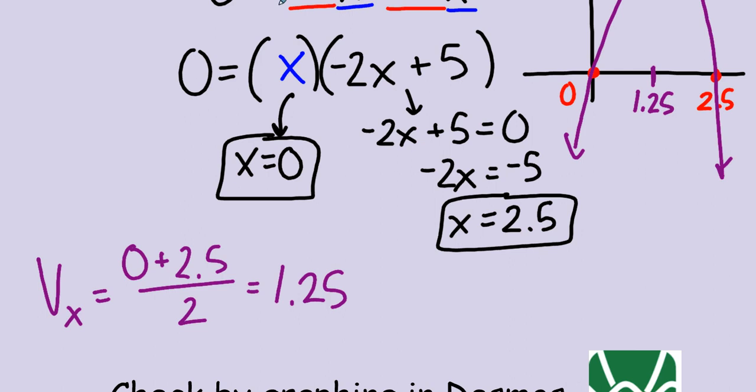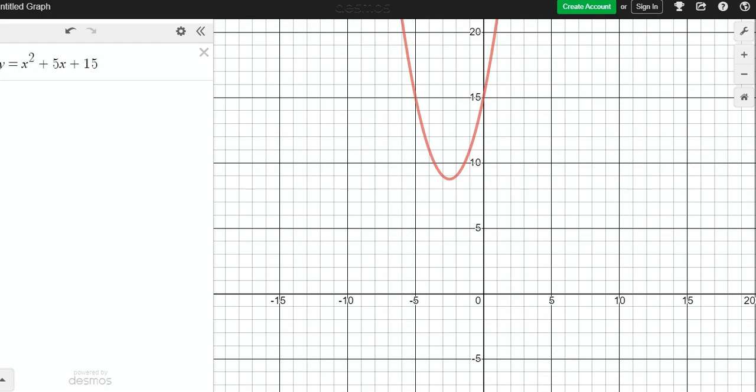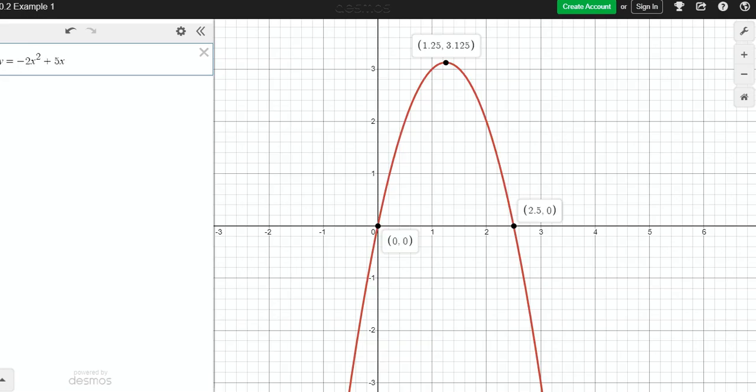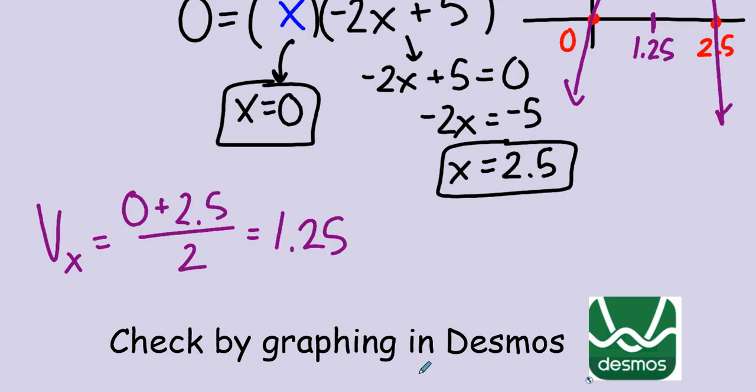Let's check with Desmos just to make sure that we've done it right. When I check with Desmos, we've done it right. X-intercepts are at 0 and 2.5. The vertex's x-coordinate is at 1.25. If you want the y-coordinate, you plug 1.25 in for x. You know how that goes, hopefully by now. We've practiced enough of them.